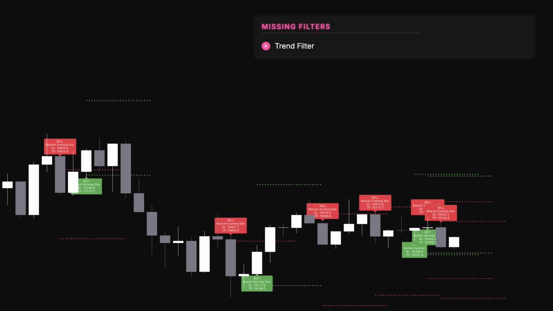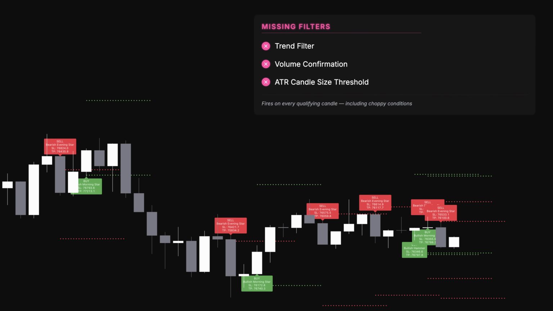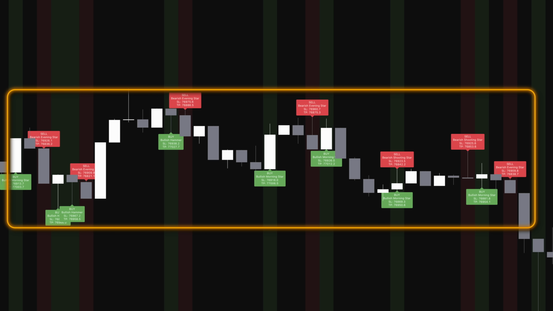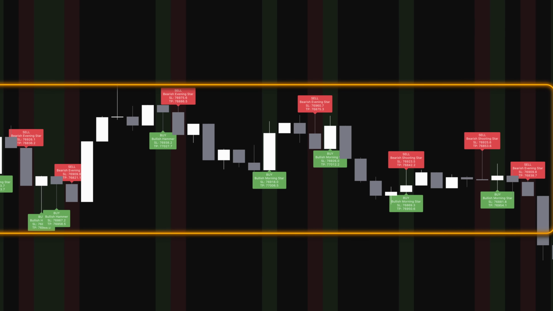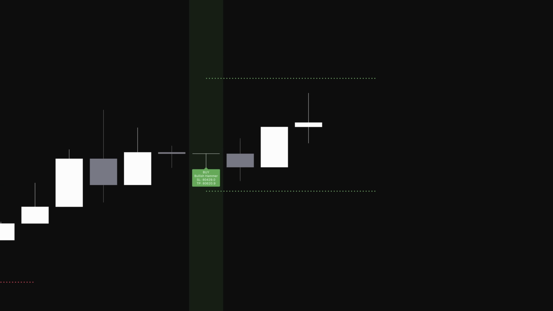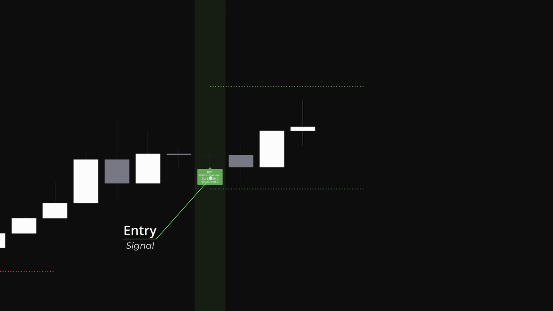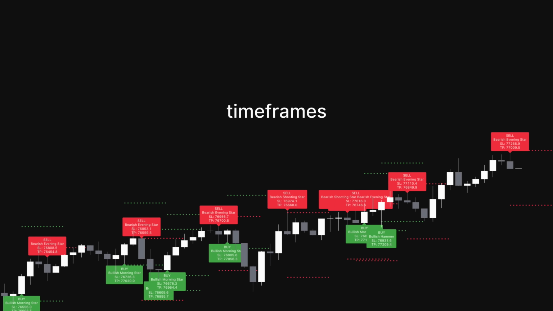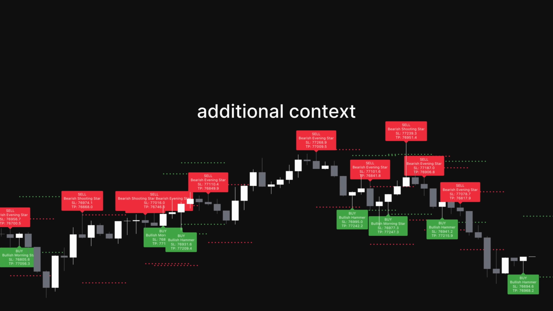There is no trend filter, no volume confirmation, and no ATR threshold requiring a minimum candle size before a pattern qualifies. On a 1 or 5 minute chart, that means hammers and engulfing candles will appear constantly, many of them in choppy sideways conditions where price action patterns have very little predictive value. It can function as a standalone entry system in the sense that it gives you a signal, a stop, and a target. Whether those signals are high quality enough to trade from directly is a different question, and on fast time frames, the answer requires additional context.